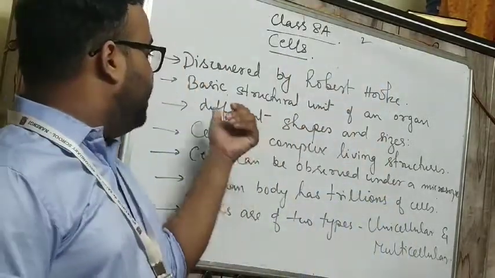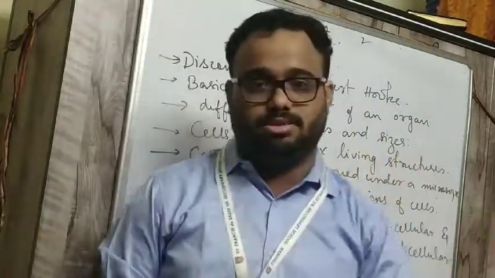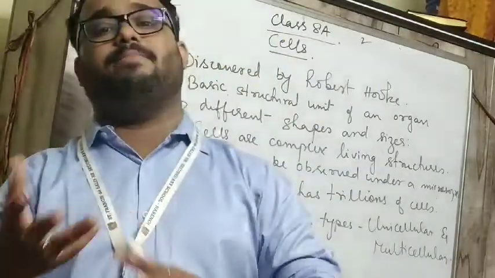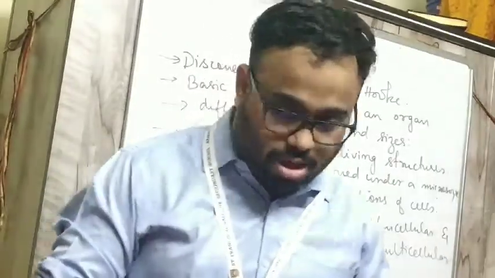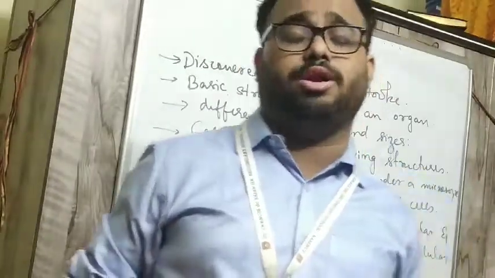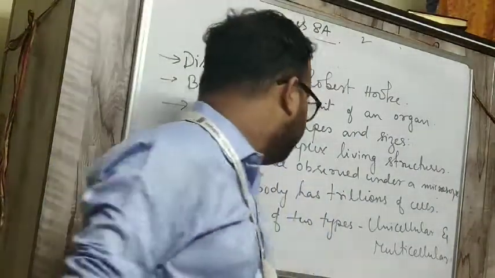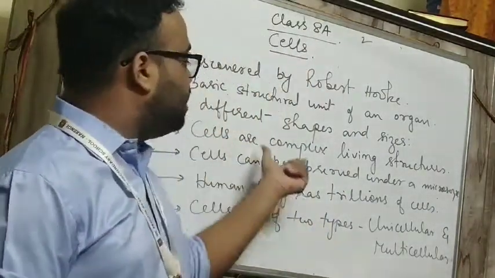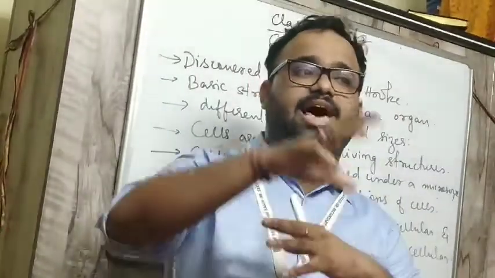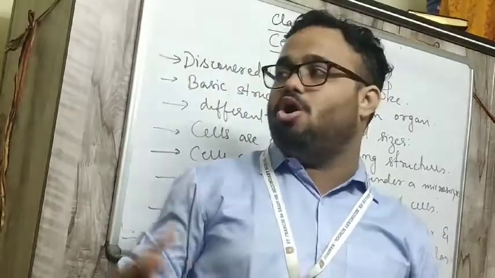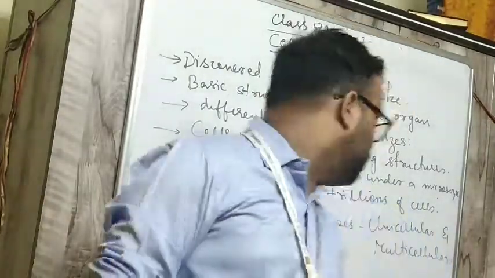Then we have different shapes and sizes of cells. The size can be less, the size can be more. For example, cells of our bigger organs will be bigger, and cells of our smaller organs will be smaller. Cells are complex living structures. You cannot see the cells normally. Cells have some complex compositions by which our body or any body is formed.